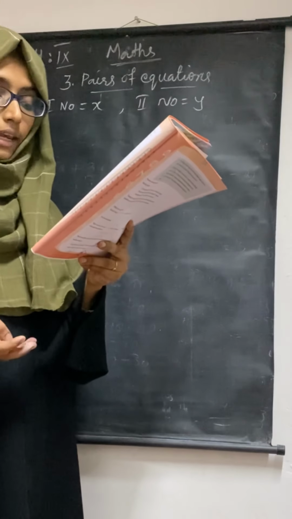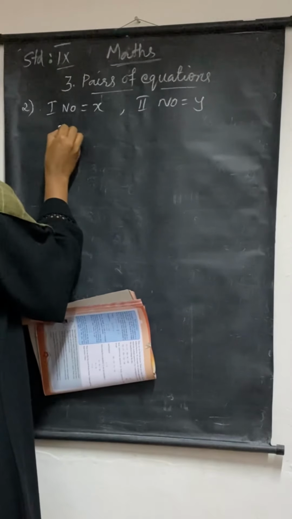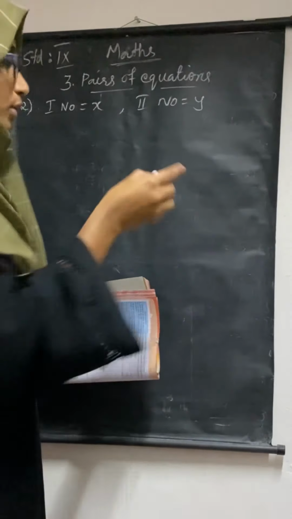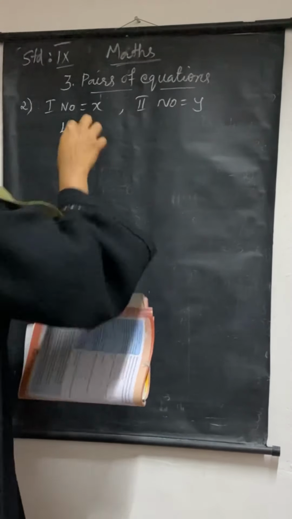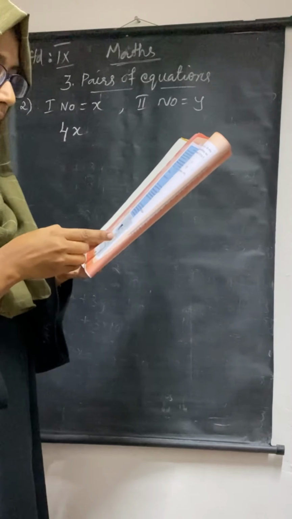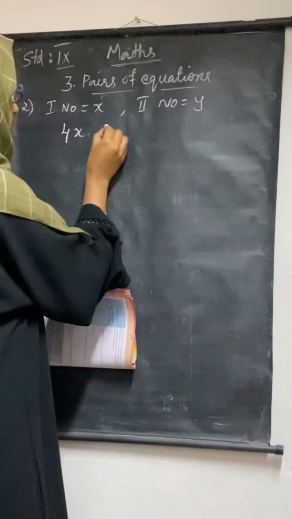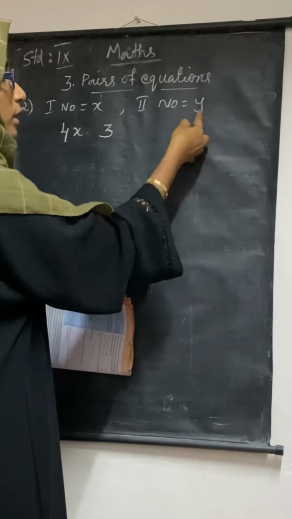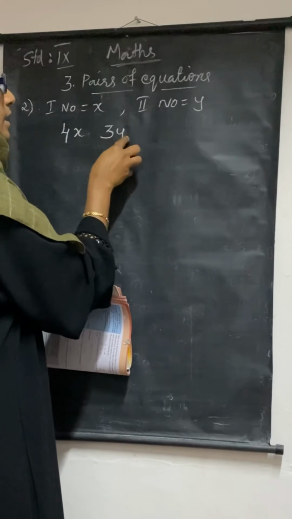4 times a number. 4 times a number means that is the first number. 4 times means 4 into, okay. 4 times a number. A number means first number x. And 3 times another number. 3 times means into, okay. 3 times another number, which one? y.